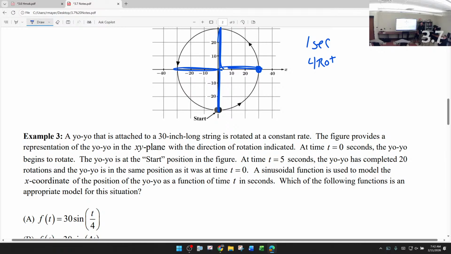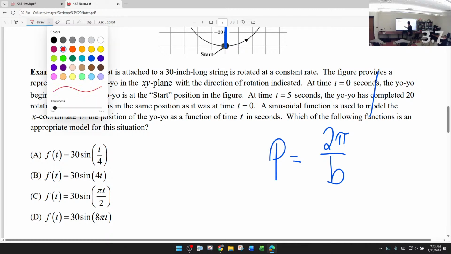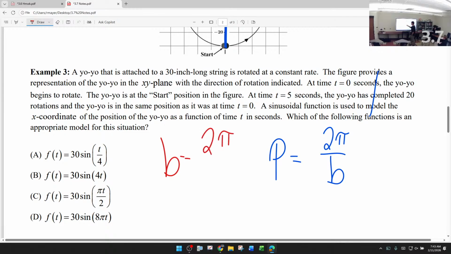So, a 16th of a second. 30, T over 4, 4T, pi T 2, 8 pi T. I wasn't getting anywhere where I was going. Both equations work. Yes, same ones.